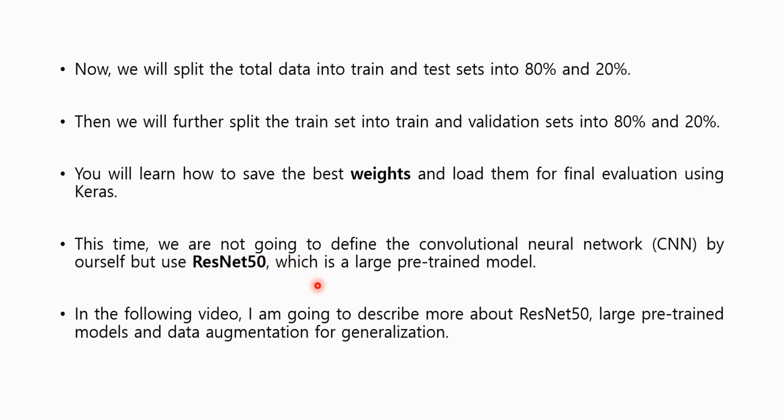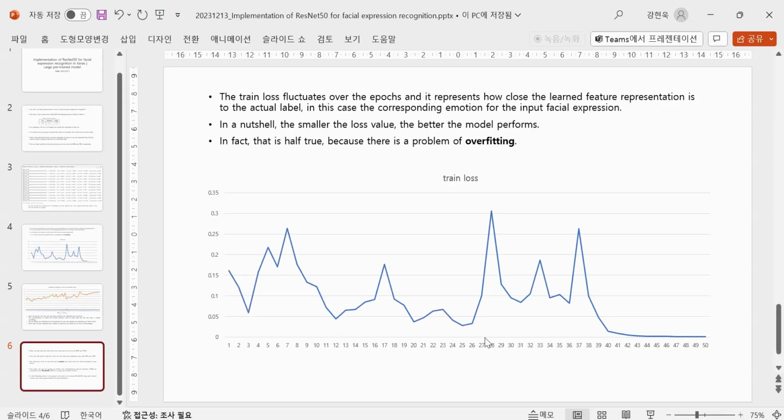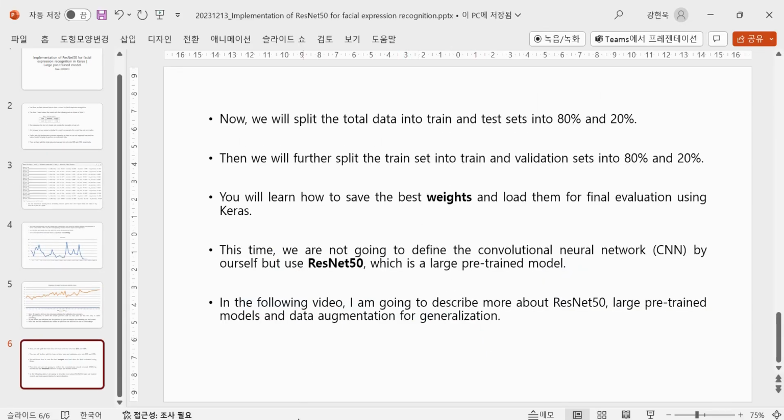This time we are not going to define the convolutional neural network, CNN, by ourselves, but use ResNet50, which is a large pre-trained model. In the following video, I'm going to describe more about ResNet50, large pre-trained models, and data augmentation for generalization. So let's go to the tutorial.